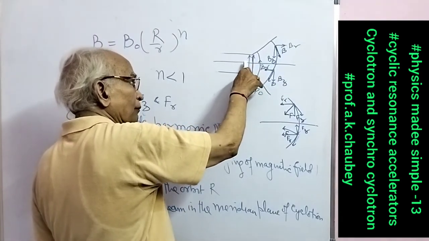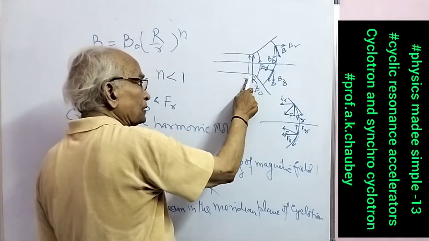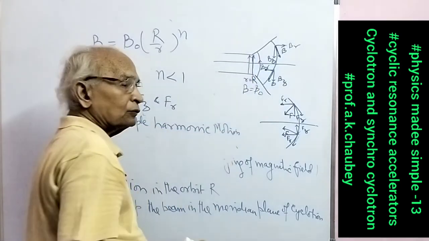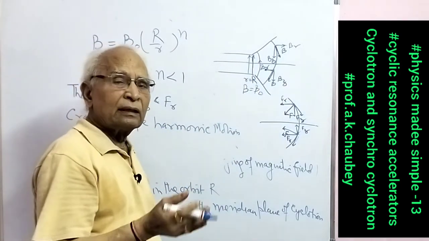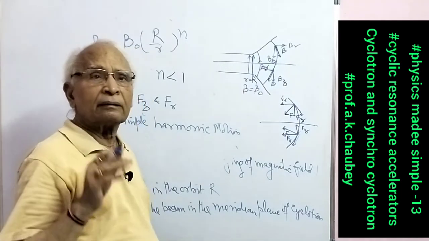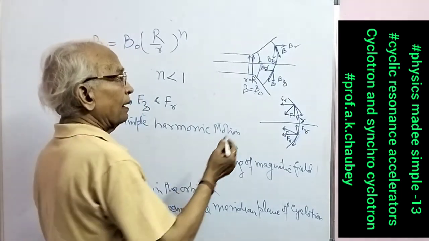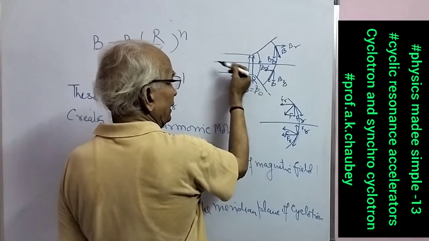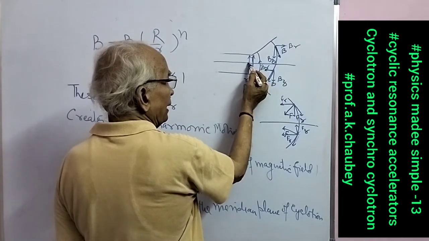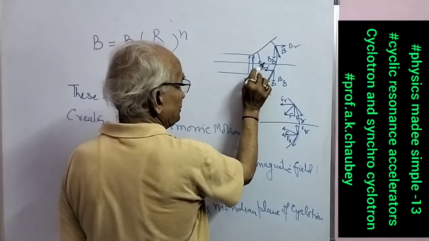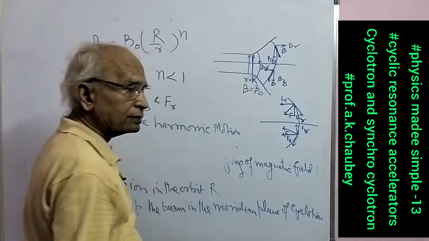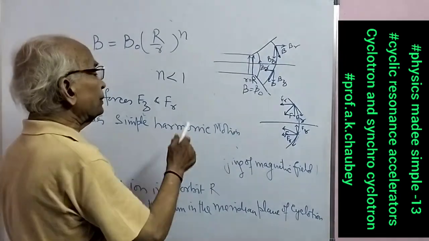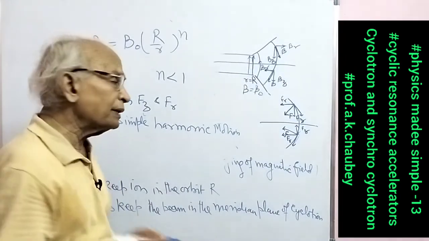Beam comes down from the axis. Beam comes down, this force sends it back. Then the beam goes slightly up and then comes down. So in 2-3 oscillations, the beam comes onto the meridian plane. And here also, this beam radius increases, the force on this side sends it back, then the magnetic field sends it again this side. So oscillations start. So these forces, F_z and F_r, create simple harmonic motion or oscillation.